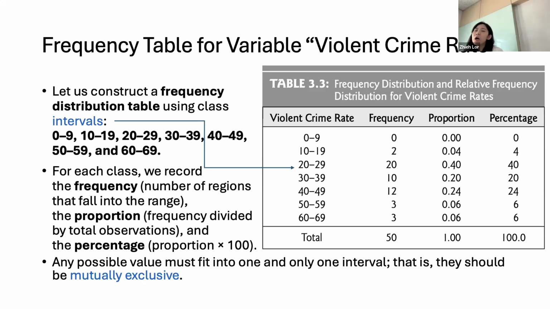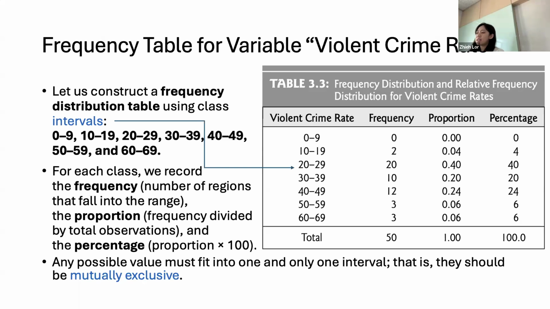Because a lot of times, when doing a survey, or maybe when they create the data, people will put 0 to 10, 10 to 20, 20 to 30. A lot of times it happens. So you have to remember it has to be mutually exclusive.